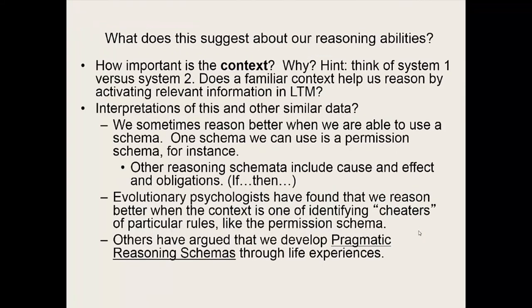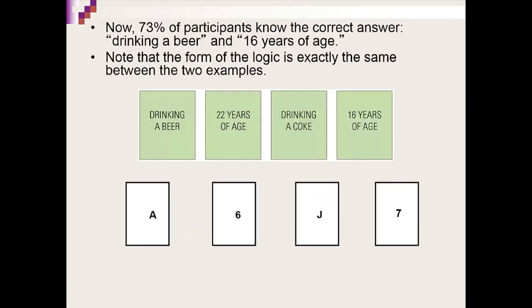So what does this suggest about our reasoning abilities? First off, how important is the context and why? So to kind of think about this a little bit, remember System 1 versus System 2. Does the familiar context help us reason by maybe activating relevant information in long-term memory? And so I think that it's useful to realize that when we are reasoning out the abstract problem with vowels and numbers, or letters and numbers, we are really solving the problem using logic.